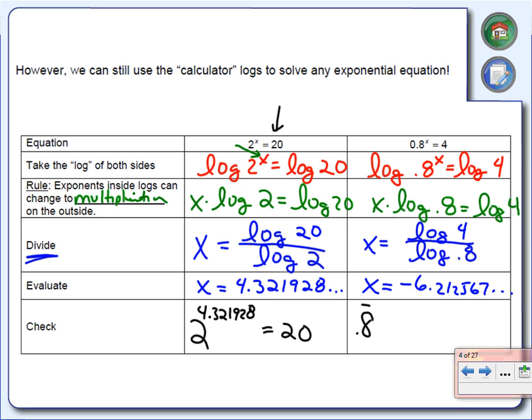0.8 to the negative 6.212567 power should be exactly, or if not, pretty darn close to 4, depending on where you round your decimal. You guys with me? We're okay so far? All right, let's take a look at the next page then.